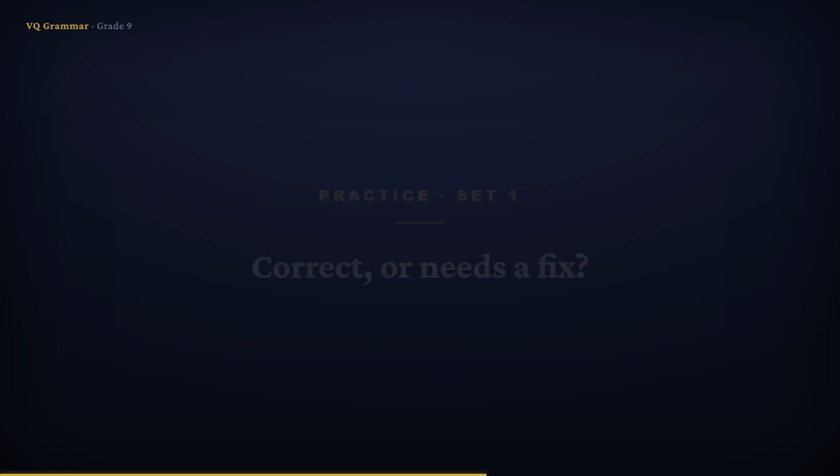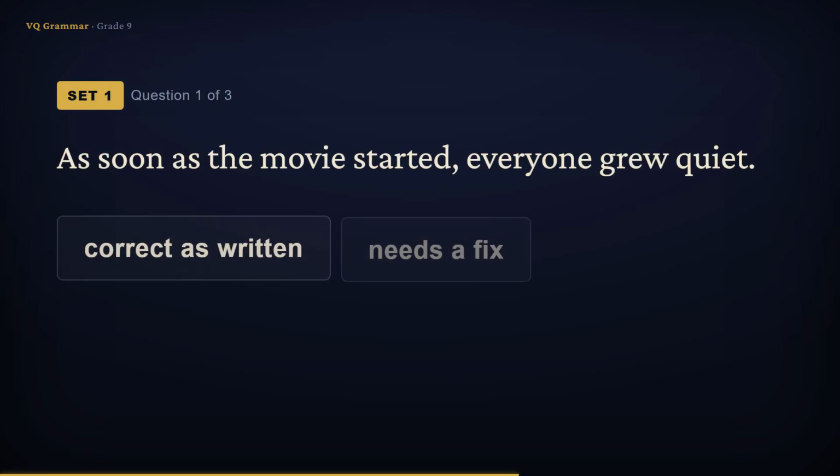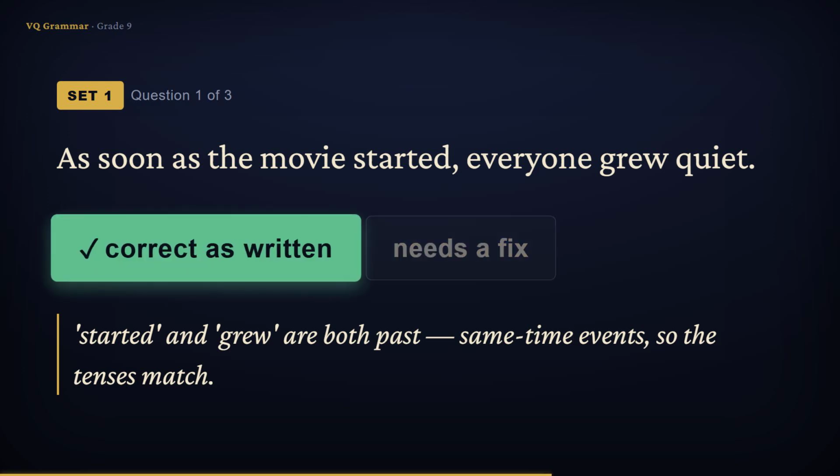Let's practice. In this first set, I'll show you a sentence, and you decide whether it's correct as written or whether it needs a fix. Watch the verbs and their timing. Pause the video and try each before I reveal the answer. As soon as the movie started, everyone grew quiet. Both verbs, started and grew, are in the past, and both happen at the same moment. The tenses already match, and there's no reason to shift. So this one is correct as written.